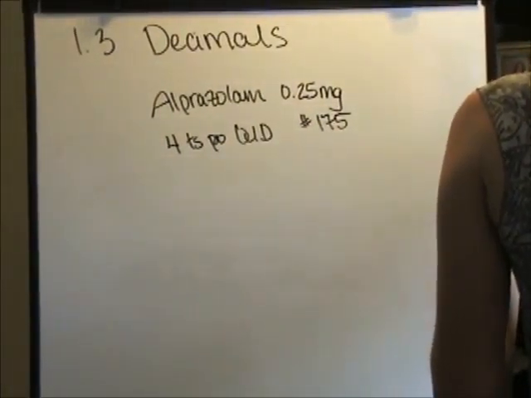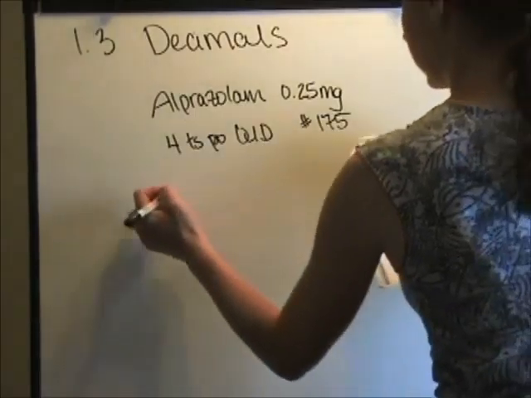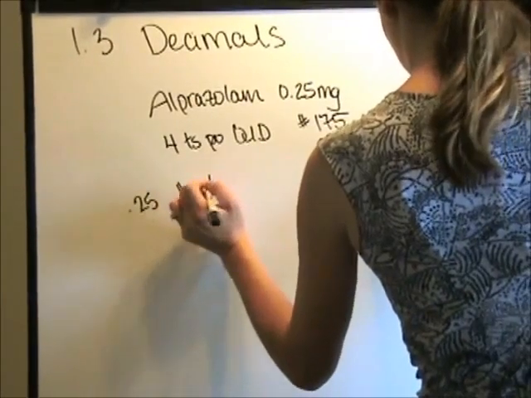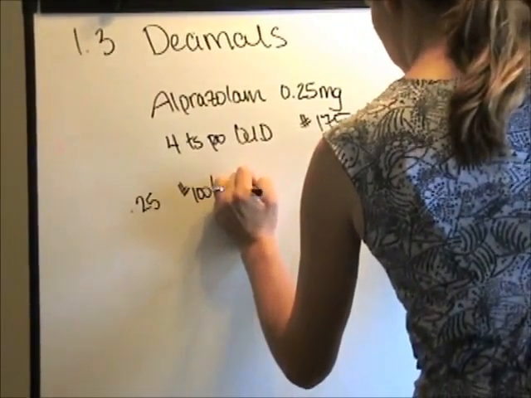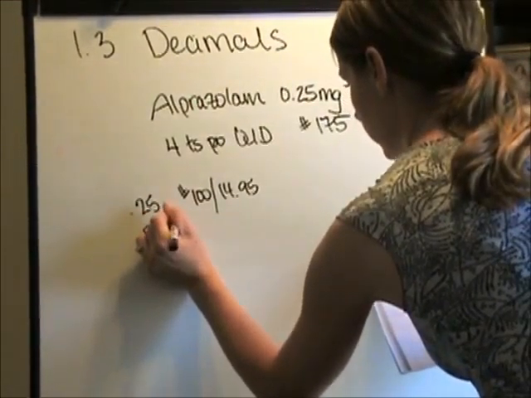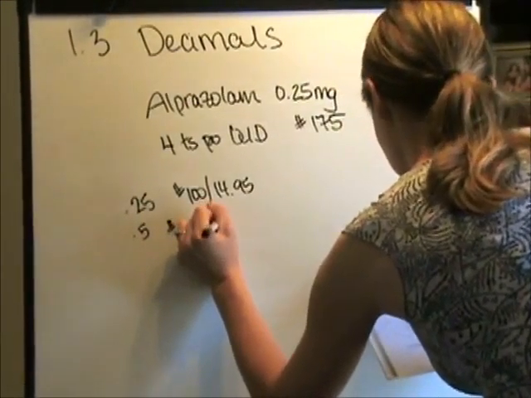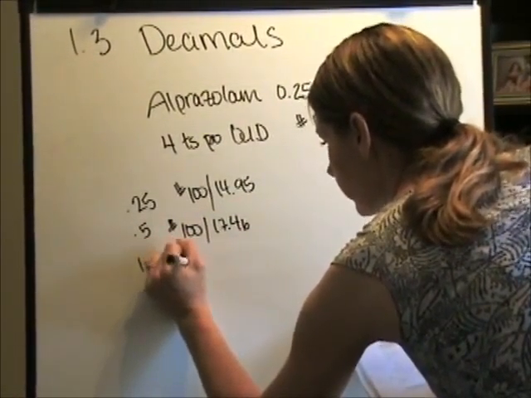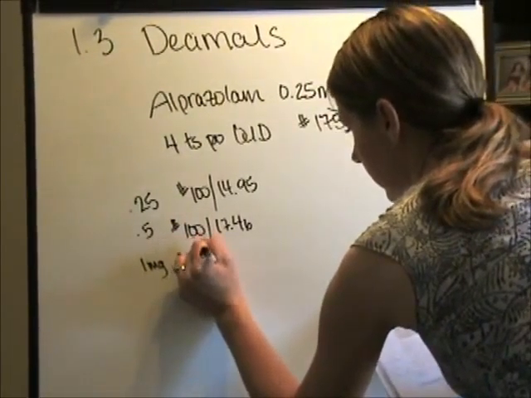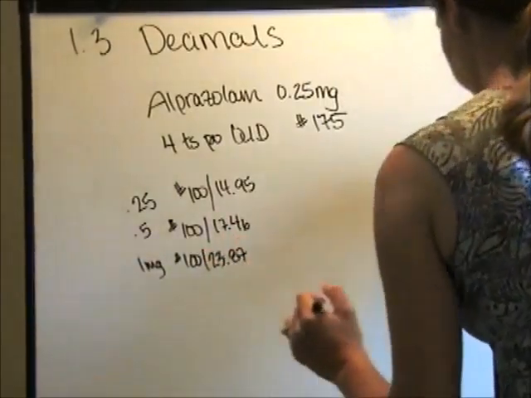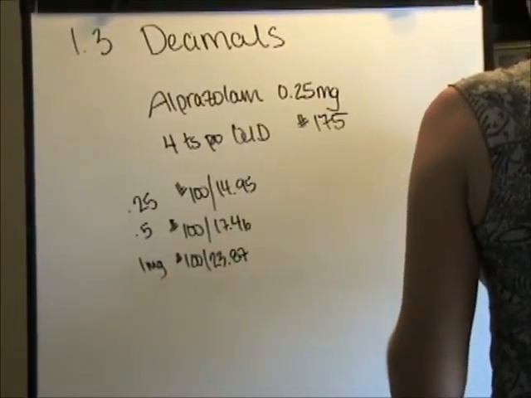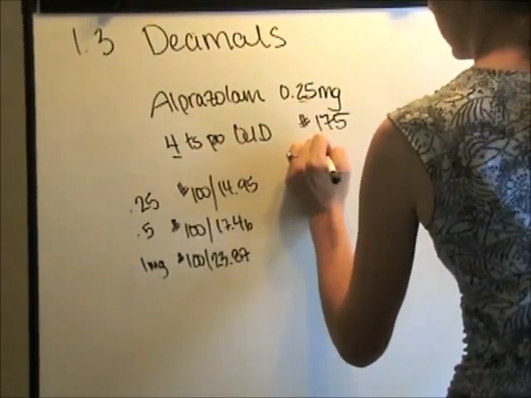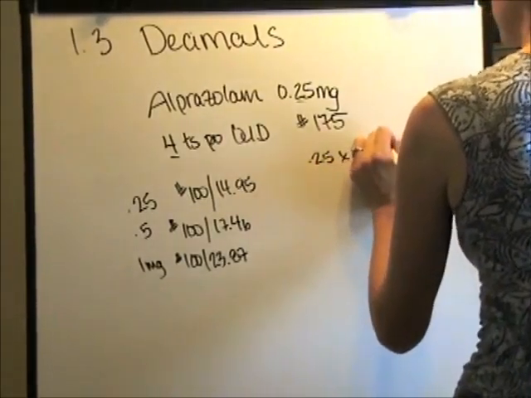Okay, so the available products include alprazolam 0.25, quantity 100, at $14.95. Alprazolam 0.5, quantity 100, at $17.46, and alprazolam 1 milligram, quantity 100, at $23.87. How many milligrams at each dose is this? Well, they're taking 4 tablets at each dose, and it's 0.25. So 0.25 times 4, they're taking 1 milligram.